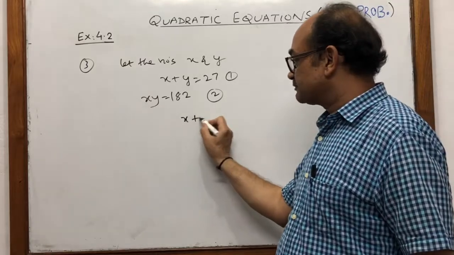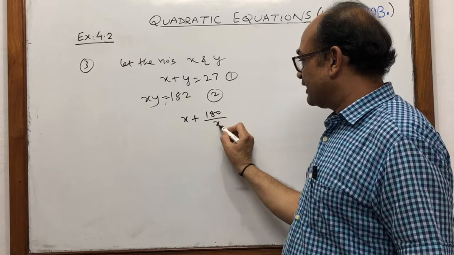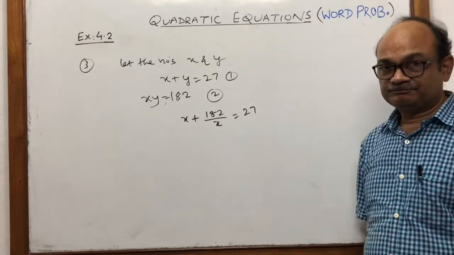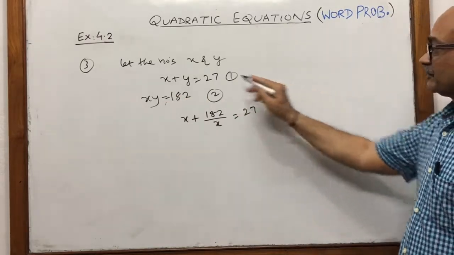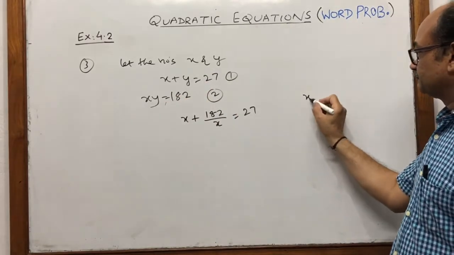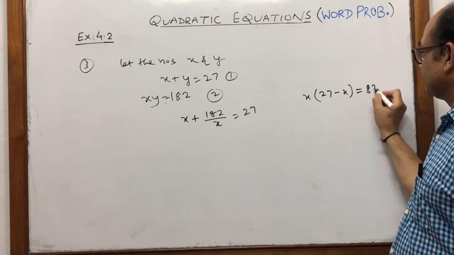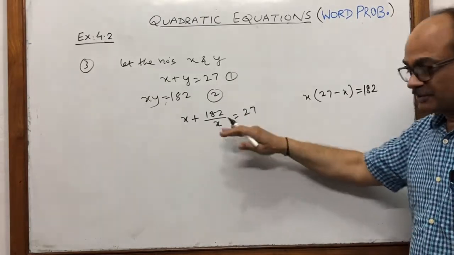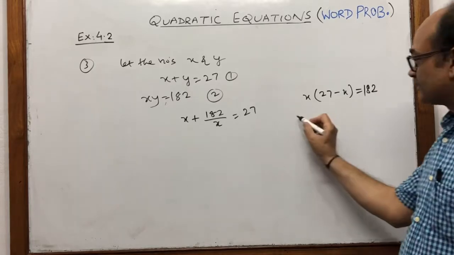What are we getting? x plus, what is y? y means 182 divided by x equals 27. Or somebody wants, take y from first one, substitute in the second one, you are getting 182. It is your choice. You may start with this portion or you may start from this portion. My choice is this one, so I will start from here.